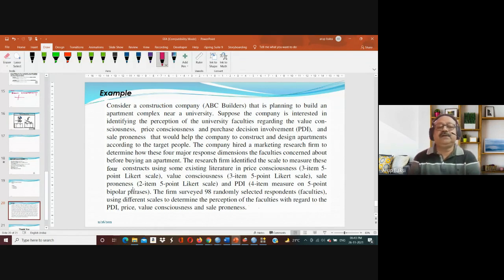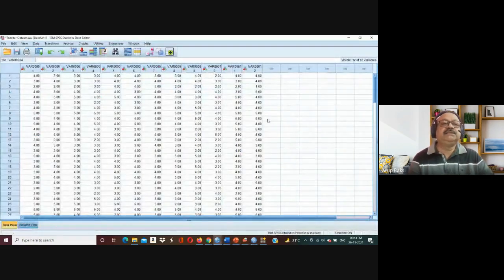So here the firm surveyed 98 randomly selected respondents, or faculties, using different scales to determine the perception of the faculties with regard to the PDI. PDI means the purchase decision involvement, the price and value consciousness, and sale proneness. So this is the case, and I will show you the data set also. This is the data set.